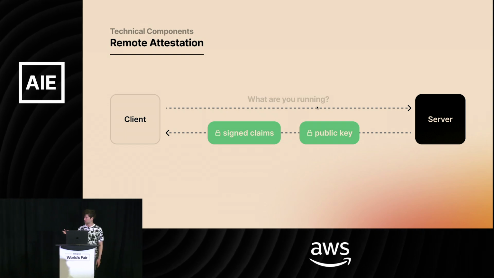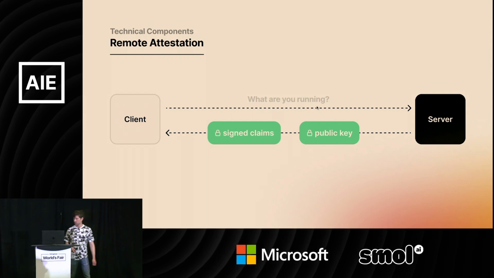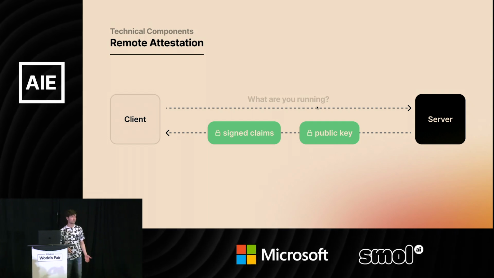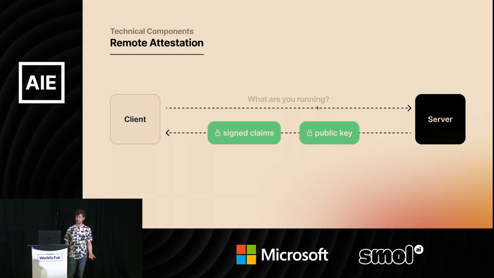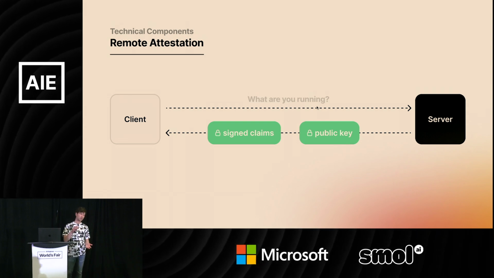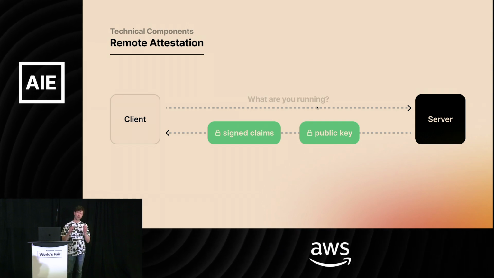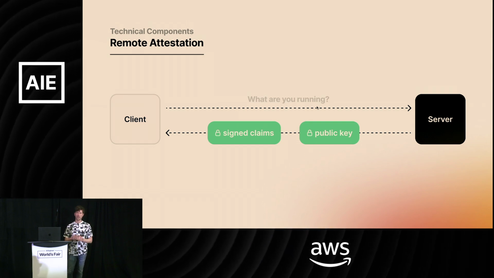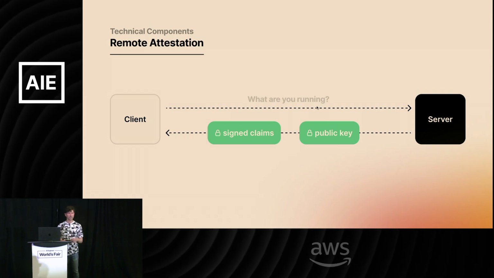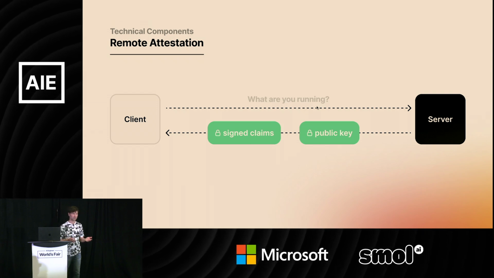And I'm going to talk about it abstractly, not with iPhones. So you have some client, and the client says, what are you running? And the server replies with two things, a set of signed claims and then a public key. The signed claims essentially say, I'm on genuine hardware. I'm running a genuine GPU. I am running this set of software. I use this bootloader. I use this version of Linux. And then the client gets to look at those claims and decide whether it trusts that version.